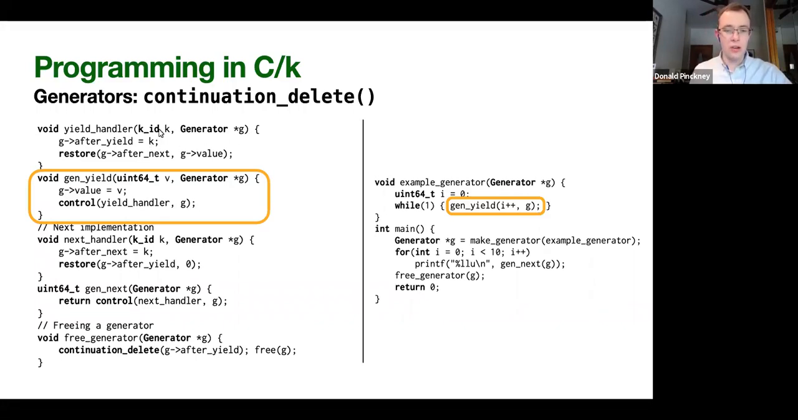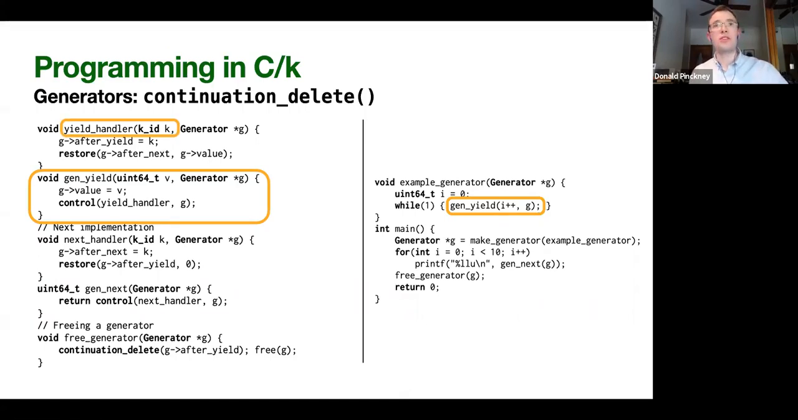Right. And then this K here is now the captured continuation of the generator function, right? And we save that into the struct, so save it away. And then we restore to the continuation which we had previously captured when we did the genNext function call. And what do we restore back with? We restore back and we pass this value back, which will then end up being the return value of the genNext call here.